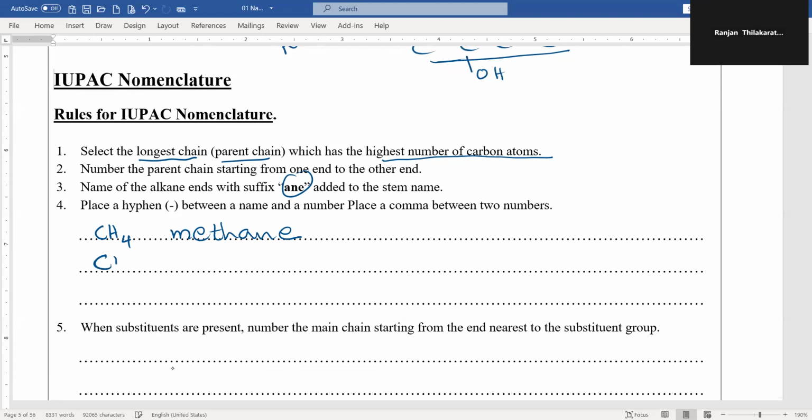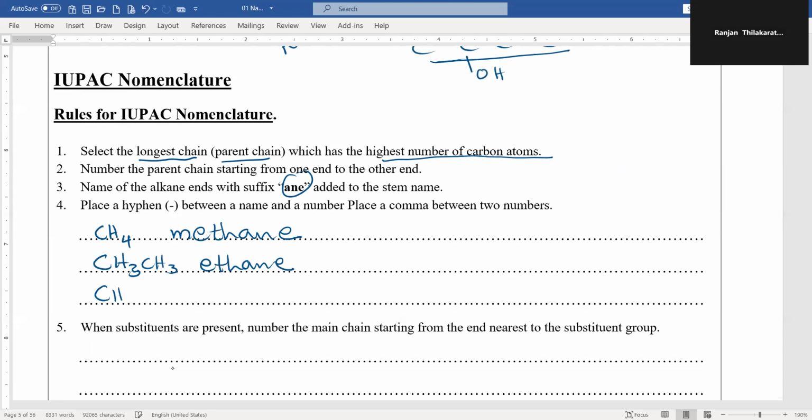If you have two carbon, the name is CH3 and CH3. The name will be ethane. In this case, you choose the longest chain that is having two carbon and no substituents. Then no need to number it. If you have a substituent, then only you label or number the chain to choose the longest.